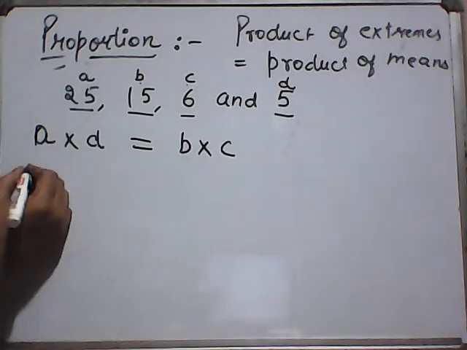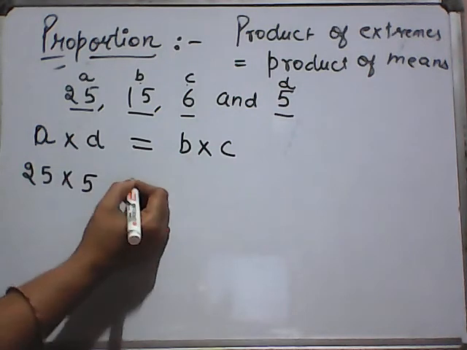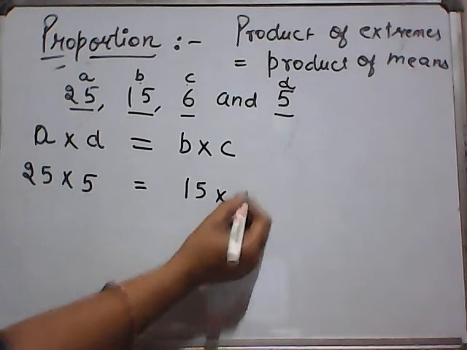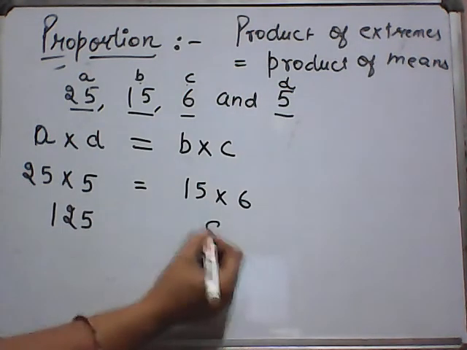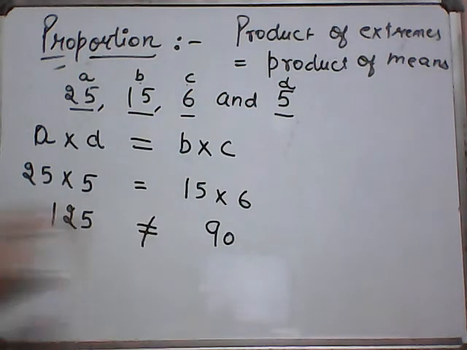Here we can find 25 multiplied by 5, 15 multiplied by 6. 25 5s are 125, 15 6s are 90. Here these are not equal. These two ratios are not equal. So we can say these four numbers are not in proportion.